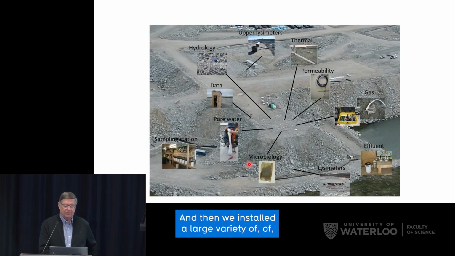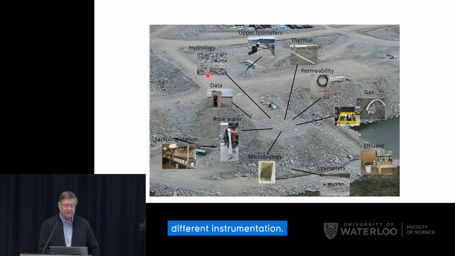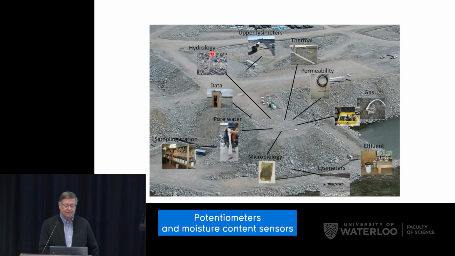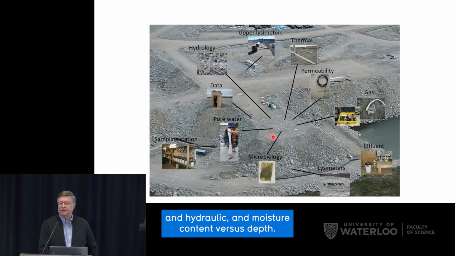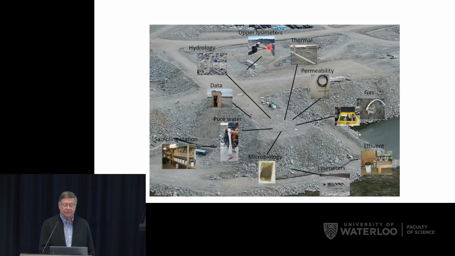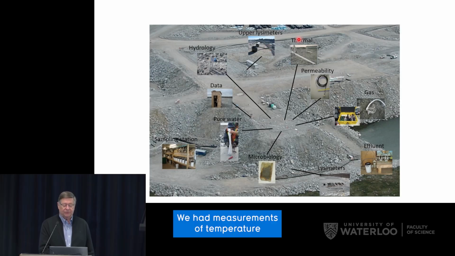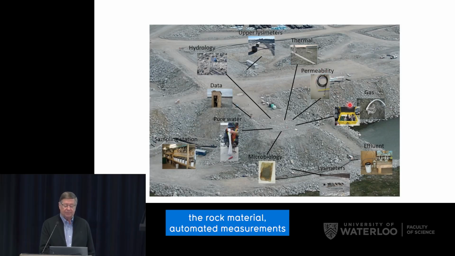And then we installed a large variety of different instrumentation. We installed tensiometers and moisture content sensors for looking at the hydraulic head and moisture content versus depth. We collected samples from the upper lysimeters. We had measurements of temperature and thermal conductivity in the rock, measurements of the gas permeability of the rock material, and automated measurements of the gas pressure and concentrations.